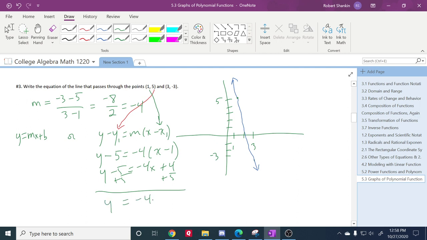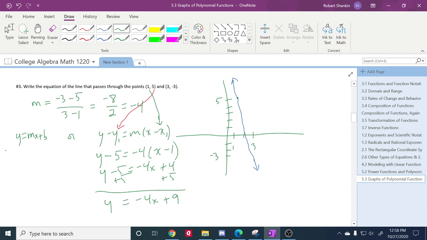Y equals negative 4x plus 9. And it meets those conditions that I had stated by looking at this graph. It has a negative slope and the y-intercept is above 5. Okay. Now we could have also done it this way.